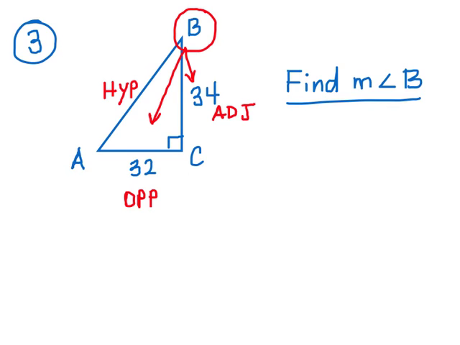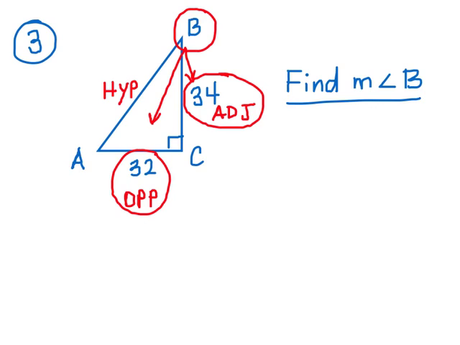Now we look at which pieces we have information about, or which two we choose to use, and we're going to choose to use these two because we don't have any information about the hypotenuse. If we did, we could choose any two sides that we wanted and then decide which trig ratio goes with those two sides. But since we only have two sides, we're going to use those two sides for this example.